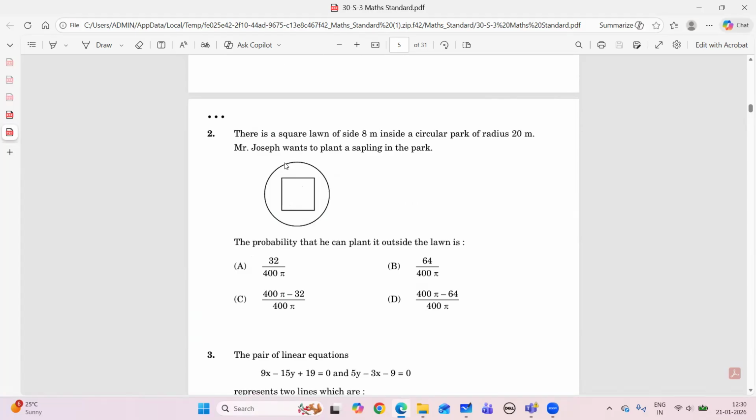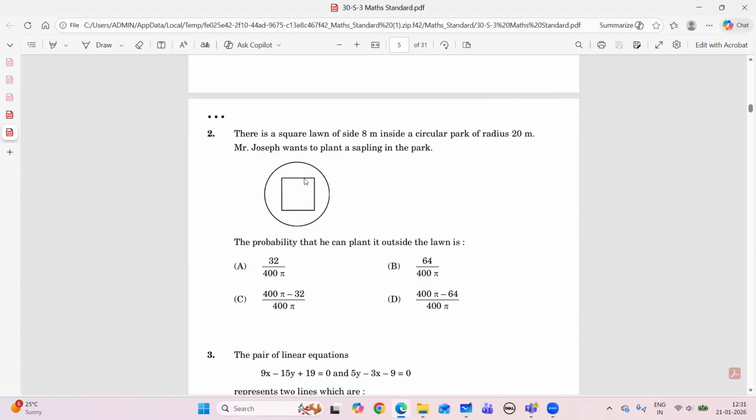So the probability that he can plant it outside the lawn. He wants to grow that plant outside this lawn, means in this area, right? The area inside this circle and outside this square he wants to plant. He wants to grow a sapling. So we have to find the probability that he plants it outside this square region.